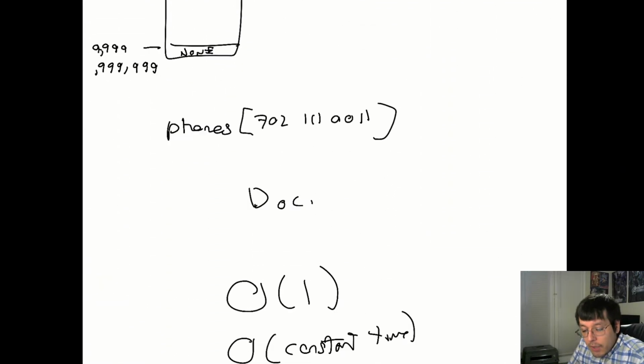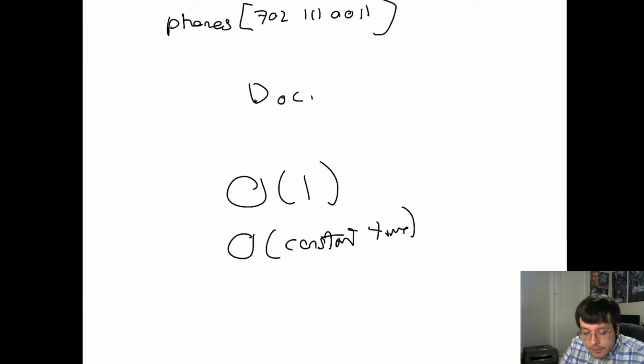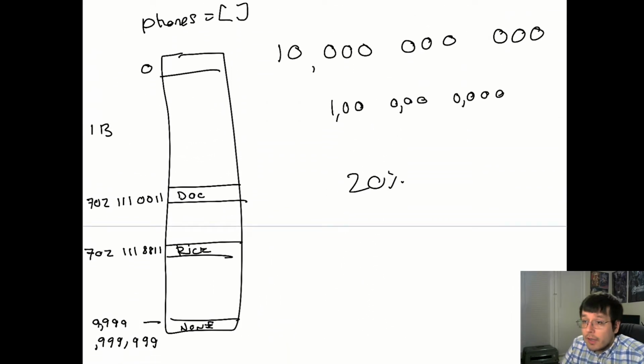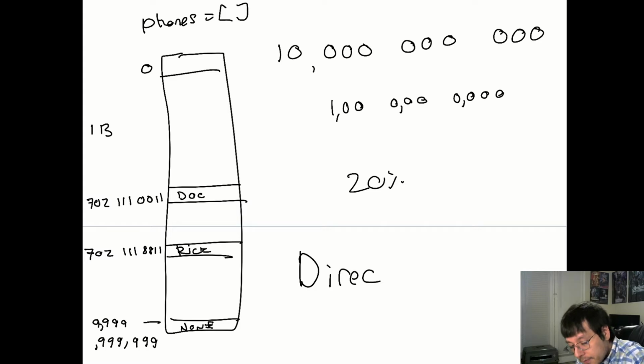So what I'm getting to with all this is that space does come into play, but typically it tends to bias towards time. And in the case of hash tables, it's all about the time and not about the space. This actually has a special name though, because it has every possible number in there. It's known as a direct access table.